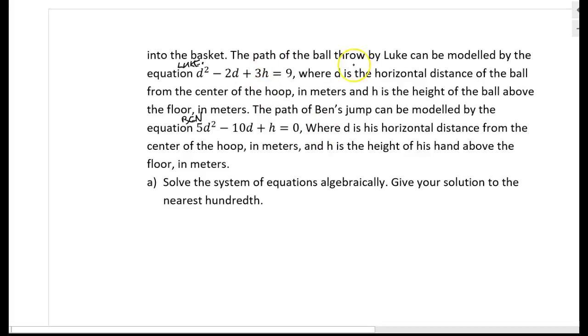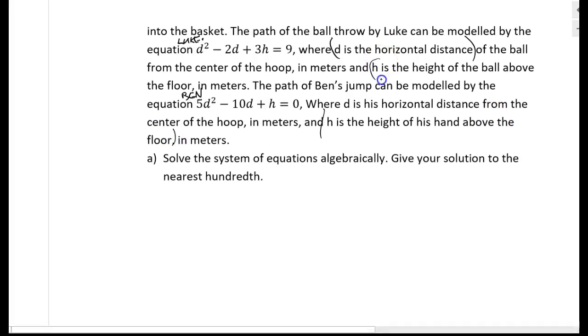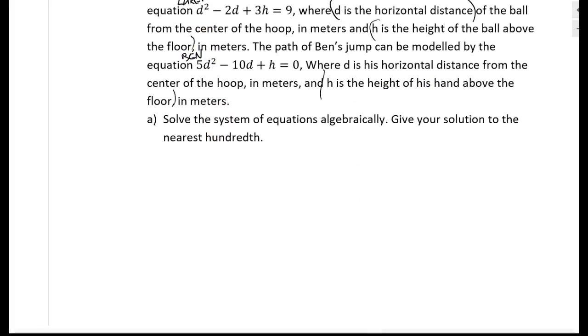Okay, so d represents the horizontal distance, and h represents the height of the ball from the floor. Height of the ball from the floor, height of his hand from the floor. And when his hand meets that ball, that's when Ben gets the ball and then does his alley-oop.